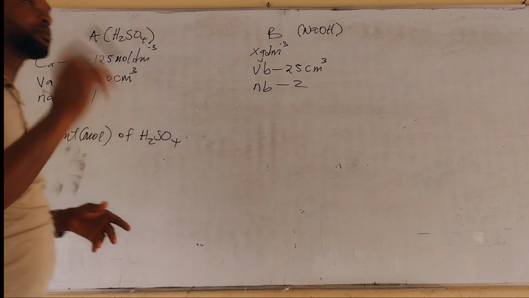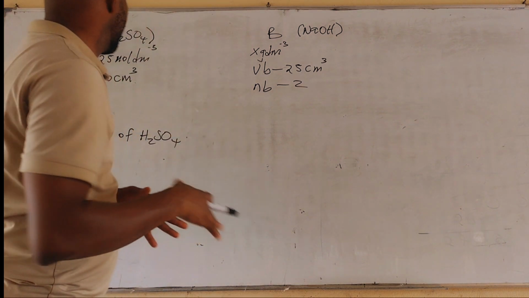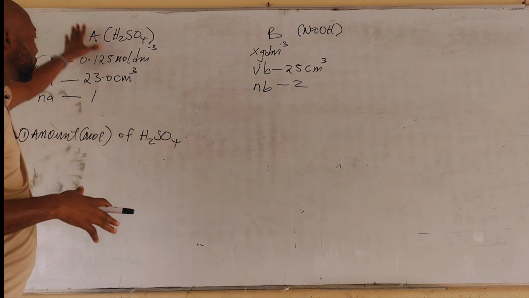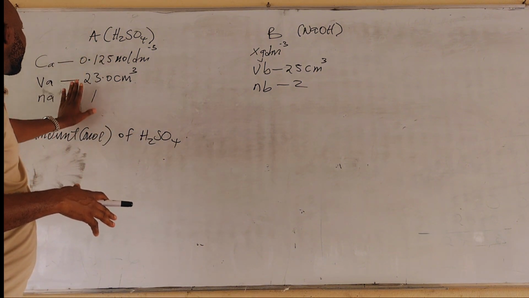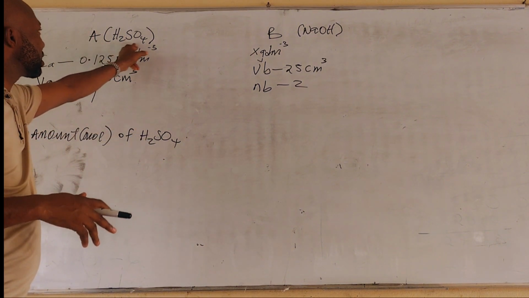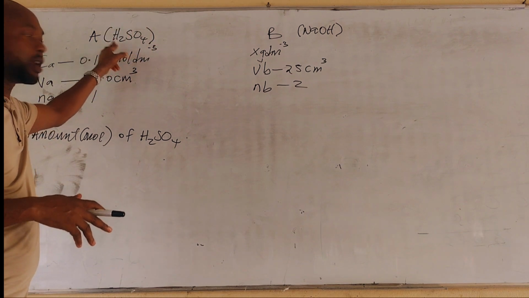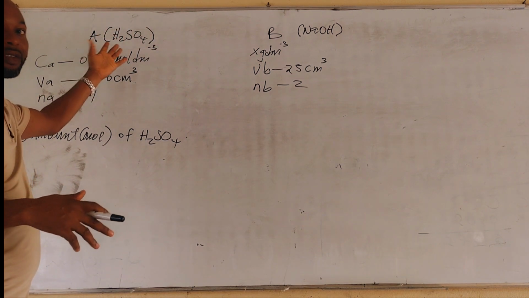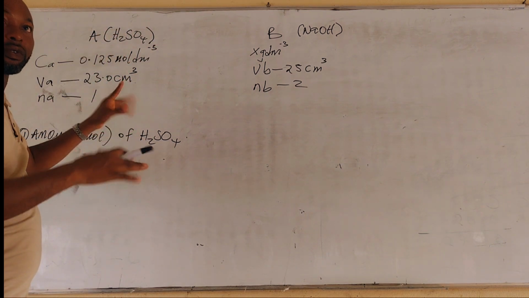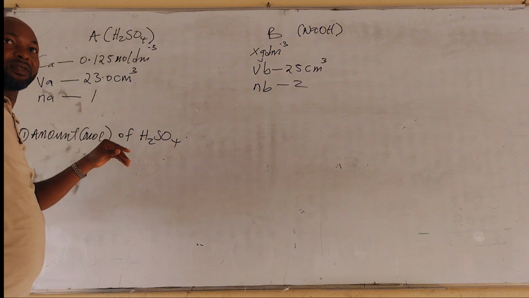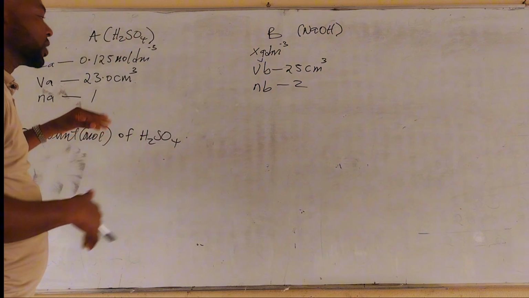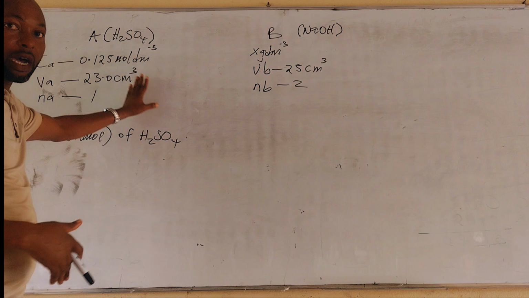We say amount is mass over relative molecular mass. You come here, look, they are talking of acid. Is there any mass given? There is no mass, but although there is a relative molecular mass which we can get from here, there is no mass, so that formula is out.